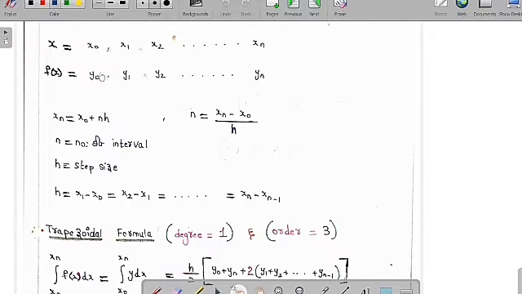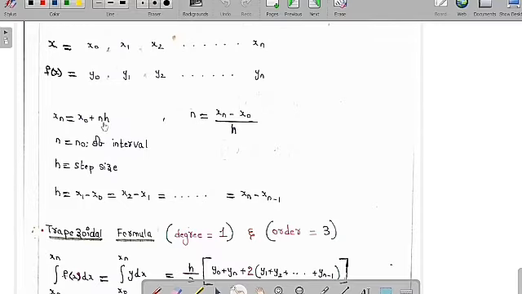h is called the step size. Step size means the difference between two successive x coordinate values. So therefore, h is equal to x1 minus x0 or x2 minus x1 or x3 minus x2 up to xn minus xn minus 1. So like this we are going to do.